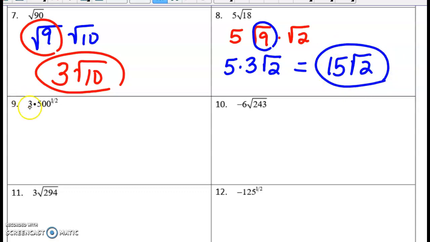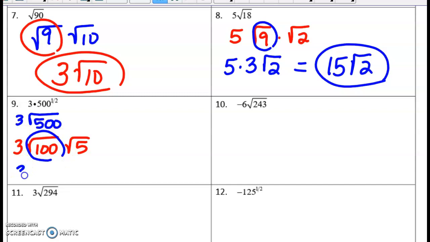Here, the only thing being raised to the 1/2 power is the 500, so that becomes the square root of 500. And then again, from my list, the highest number that divides into 500 and is a perfect square is 100. And I know the square root of 100 is 10. And so I multiply that 10 by the 3. And I get 30 root 5.